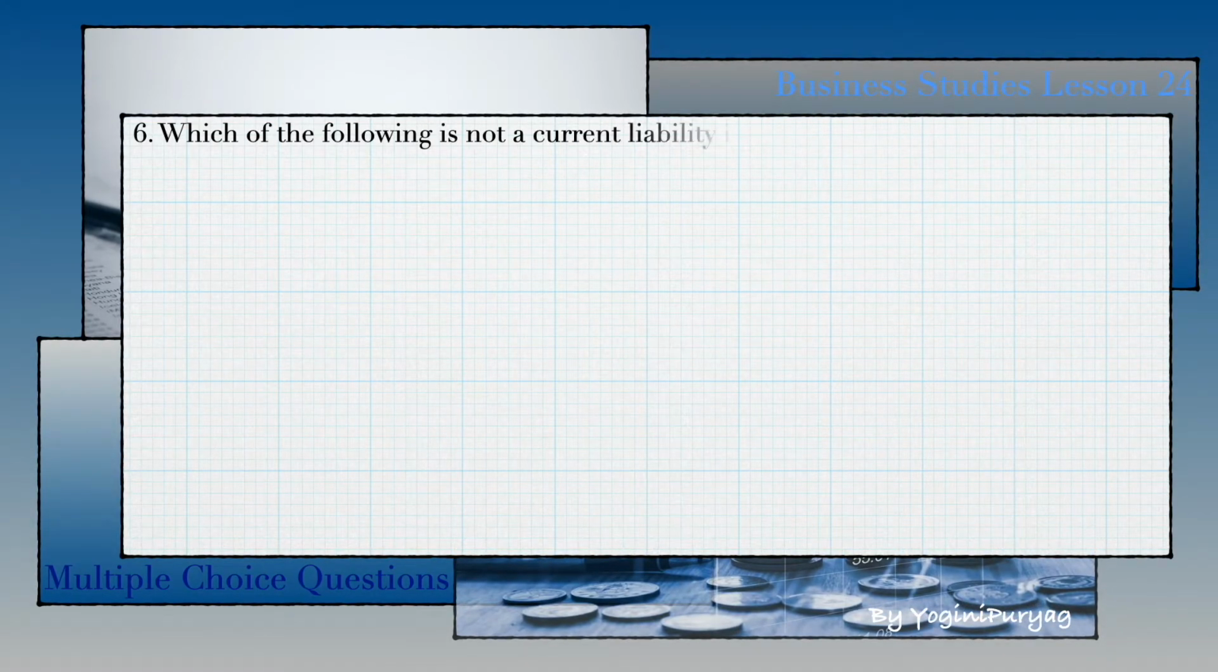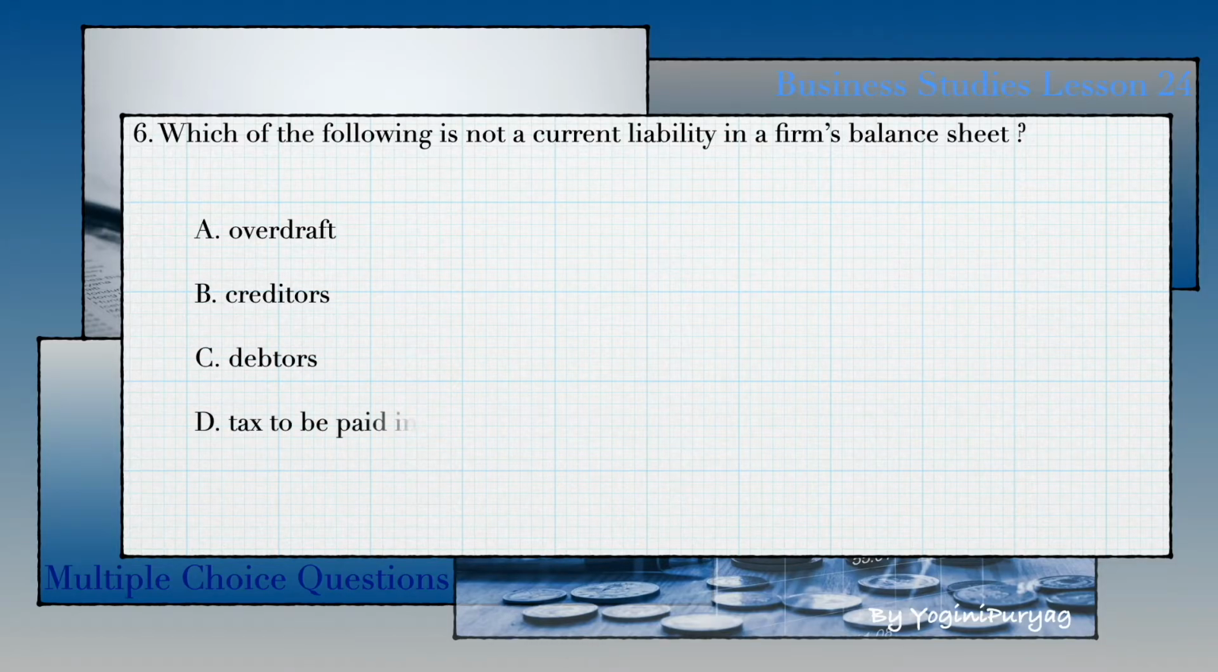Which of the following is not a current liability in a firm's balance sheet? Overdraft, creditors, debtors, tax to be paid in 3 months' time.